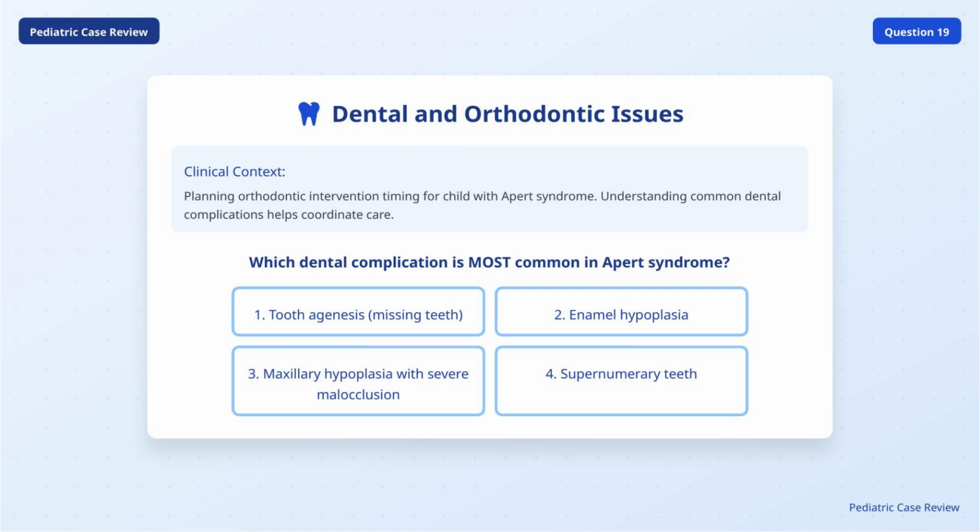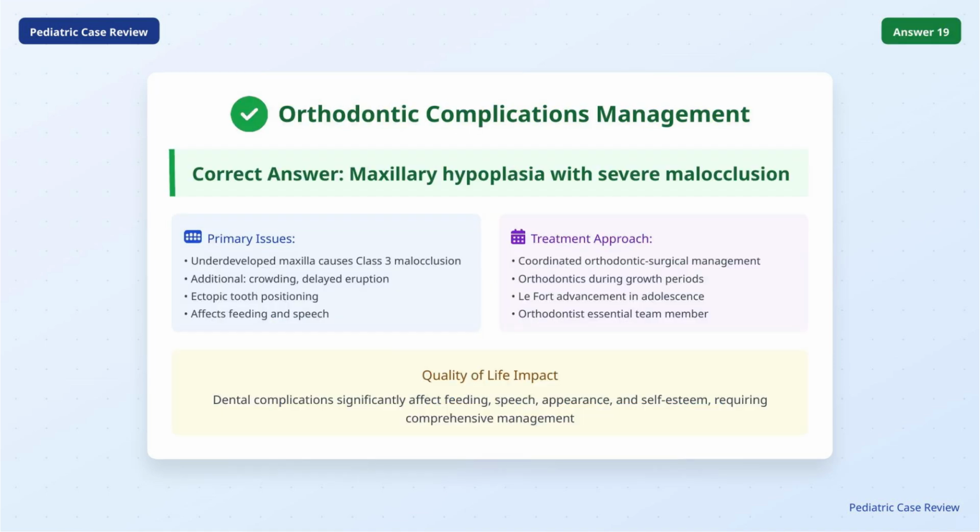Which dental complication is most common in Apert syndrome when planning orthodontic intervention timing? Option 1, tooth agenesis or missing teeth. Option 2, enamel hypoplasia. Option 3, maxillary hypoplasia with severe malocclusion. Option 4, supernumerary teeth. The correct answer is maxillary hypoplasia with severe malocclusion.